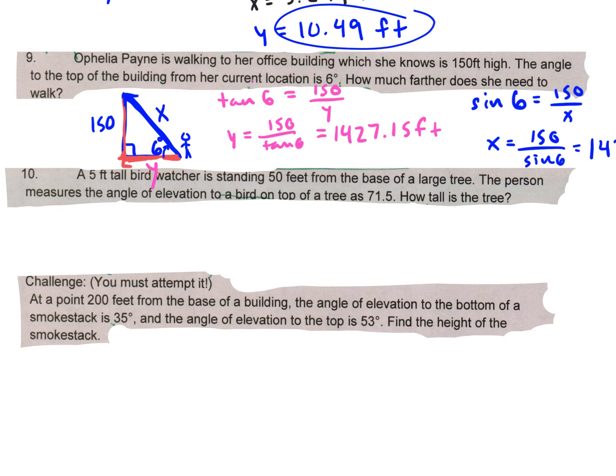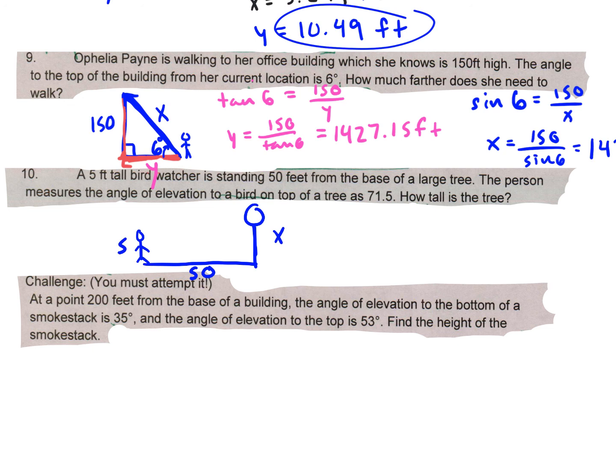Gotcha. A 5-foot tall bird watcher is standing 50 feet from the base of a large tree. So a 5-foot tall bird watcher here and a large tree here. The person measures the angle of elevation to a bird on the top of the tree as 71.5. How tall is the tree? So I'm looking for the height of the tree, which is x. My bird watcher is standing 50 feet from the base of the tree, so this is 50, and my bird watcher is 5 feet tall.